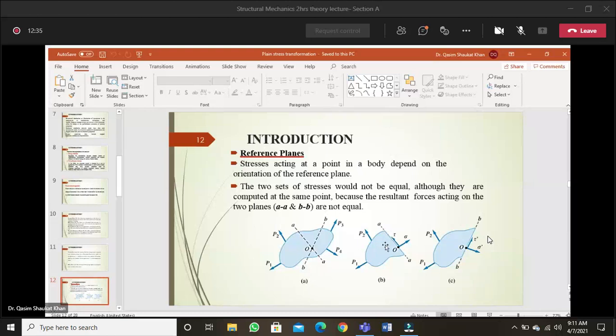Now the question is whether we will get the same resultant stresses in both these two cases. What do you think? Will we get the same normal stresses and shear stresses in case B and case C, where the plane is AA in one case and BB in the other, and both are passing through an arbitrary point O, where we want to calculate the resultant stresses?